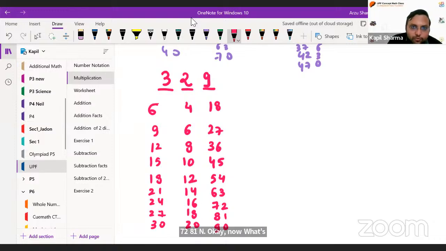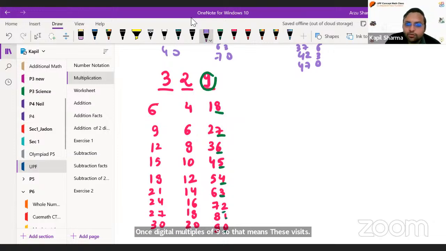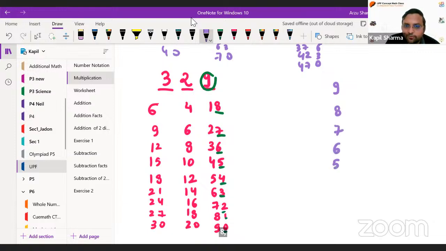So first, we actually have to write the ones digit of multiples of 9. So that means these digits. So we are going to write 9, 8, 7, 6, 5, 4, 3, 2, 1, 0. Fine.